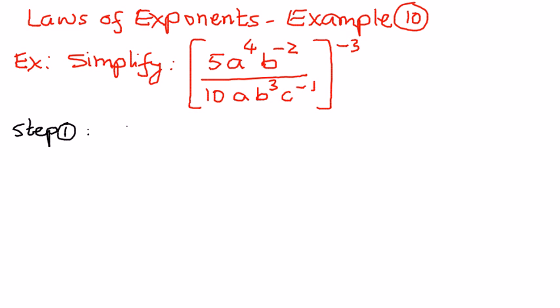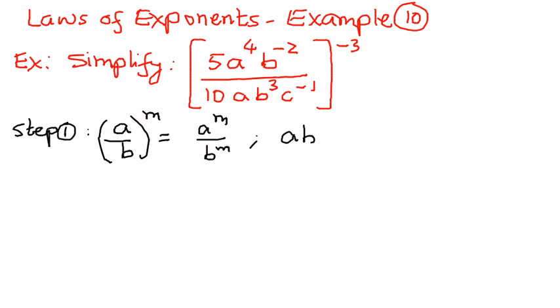First, if we have a quotient a over b, and if that is raised to the power of m, every one of the terms inside the parentheses will be raised to that power: a to the power of m divided by b to the power of m. This is one law we will use. If we have a product a times b, and if that is raised to the power of m, every one of the terms inside the parentheses will be raised to that power: a to the power of m times b to the power of m.